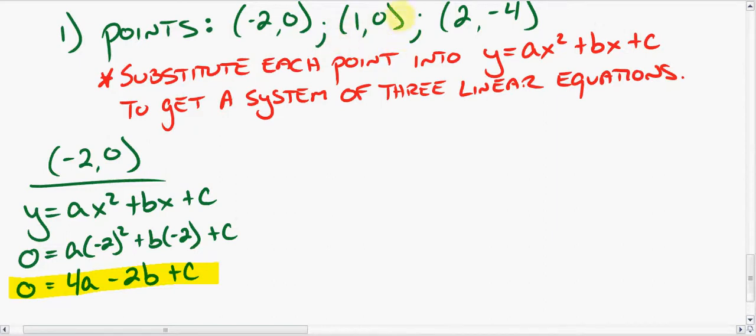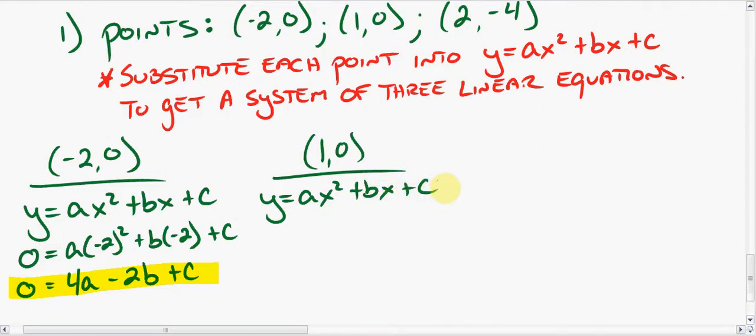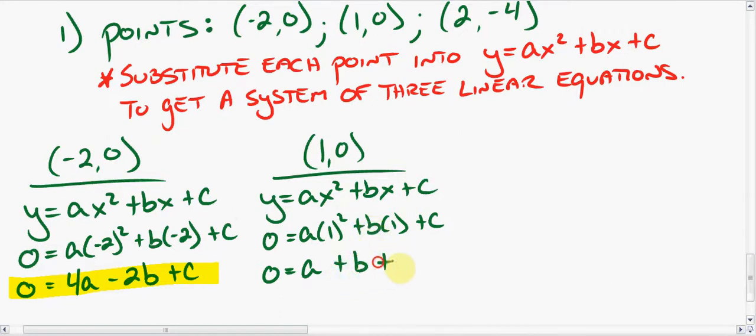Next, we're going to do the same thing with our second point of (1, 0). We're going to plug that into y equals ax squared plus bx plus c. So my y value is 0. My x value is 1. 1 squared is 1. 1 times a is simply a. 1 times b is b. And then c. So we've got our second of our 3 linear equations here. So we've got 0 equals a plus b plus c.